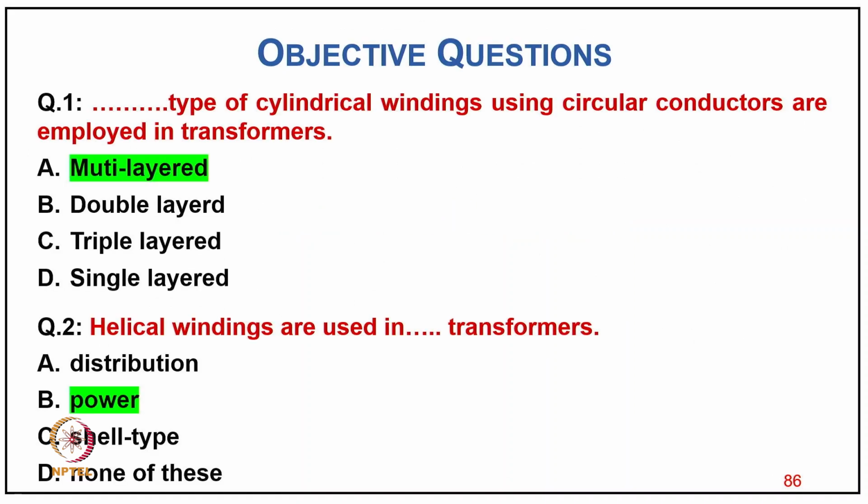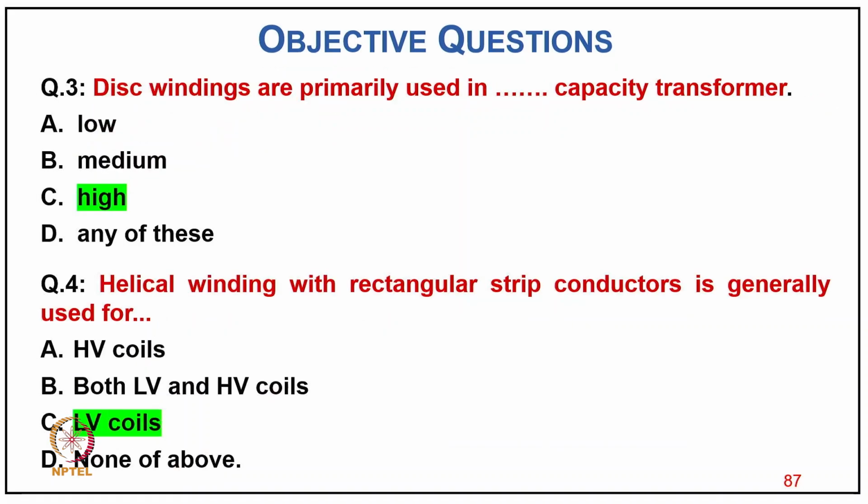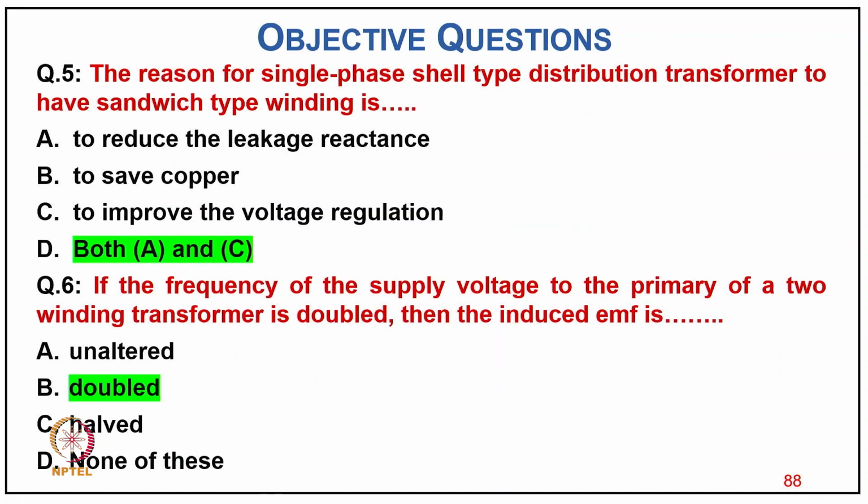Now coming to the objective questions. The first question: which type of cylindrical winding uses circular conductors? Multi-layer type of cylindrical winding. Helical windings are used in power transformers and disc windings are used in high capacity transformers. Helical windings with rectangular strip conductor are generally used for LV coil. The reason for a single phase shell type distribution transformer to have sandwich type winding is typically to save copper as well as to improve the voltage regulation and reduce the leakage reactance.